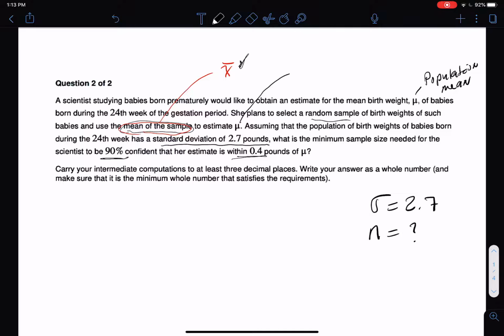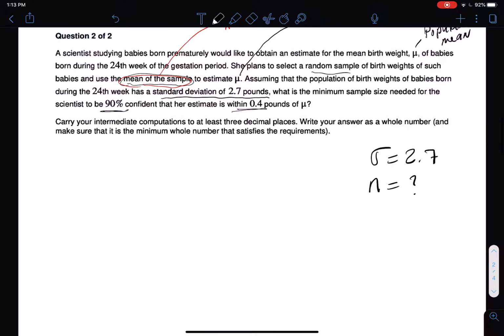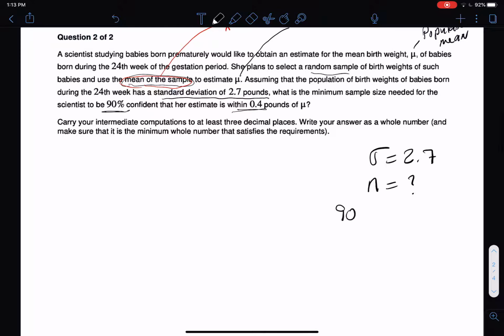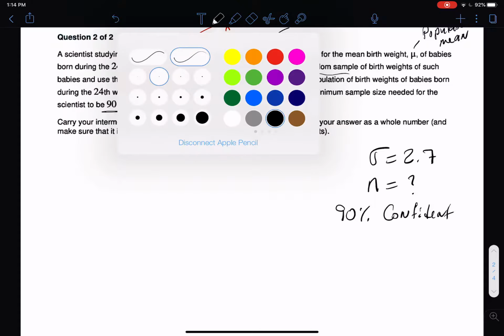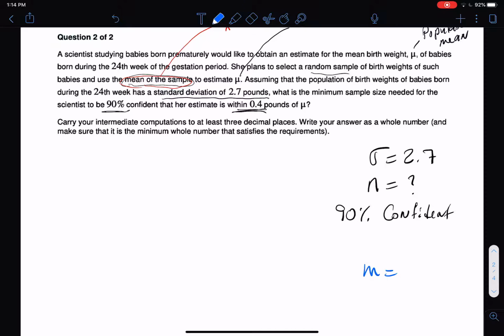How big of a sample size do we need in order for us to have a 90% confidence level and be within 0.4 pounds? Well, that's called a margin of error, right? 0.4 pounds. So 90% confident. So let me move this down because I want to have some space here. We'll make this blue. Want to be within 0.4, so a margin of error of 0.4.